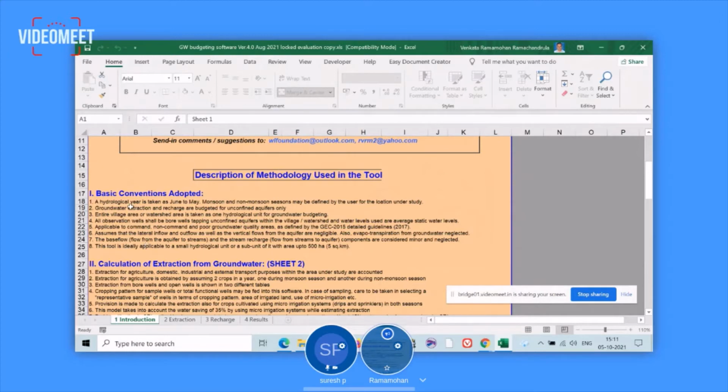So various conventions and assumptions associated with this methodology and this groundwater budgeting are narrated here. It says that a hydrological year is taken as June to May, which is the standard. So for any place, irrespective of whether your monsoon season is a southwest monsoon or a northeast monsoon, it doesn't matter. The hydrological year is the same, so June to May. And it says that groundwater extraction and recharge are budgeted for unconfined aquifers only. So this is what we have to clearly note.